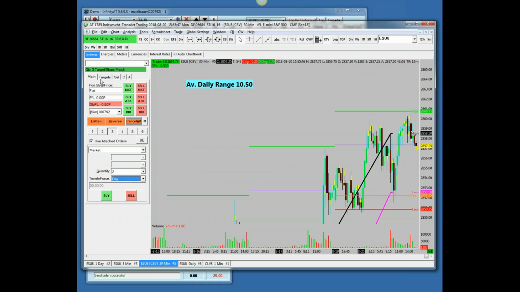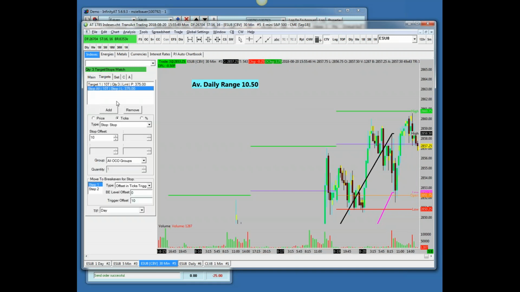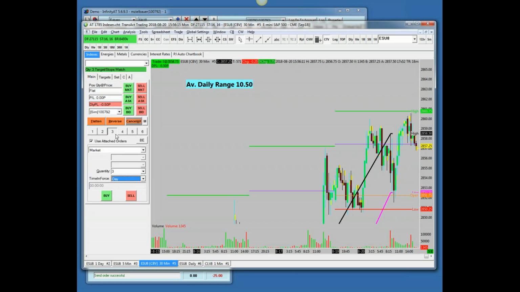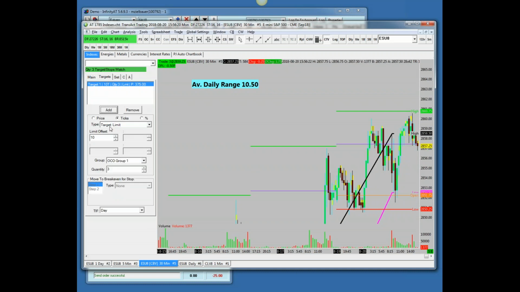Make sure it's day. Secondly, with our targets, this is where we set up our multi-target setup, okay? The first thing we want to do is select our stop order, or so first, let's do our profit target. I have quantity 3 selected because that was set at 3. I'll show you how to change that.